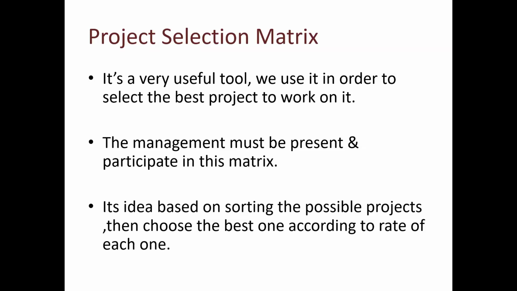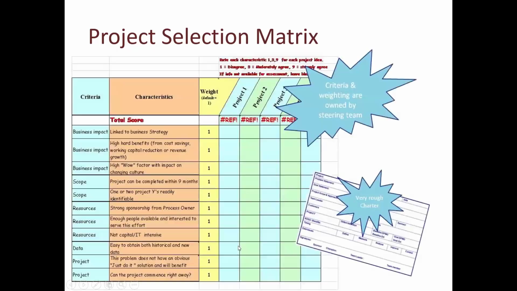So it's a very useful tool. We use it in order to select the best project to work on and to do some sort of prioritization as well. Again and again, the management must be present and participate. This is not something I make or formalize away from them, because I need input from them, as you will see. The idea is based on listing the possible projects, then choosing the best one according to weight and rate, as you will see in a moment. So for instance, this is one shape of the project selection or prioritization matrices, and it varies.